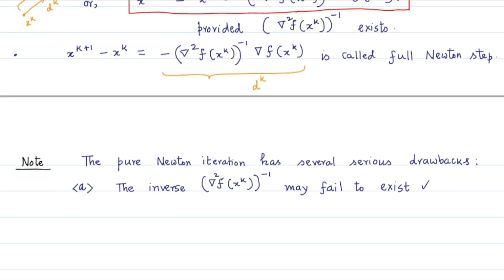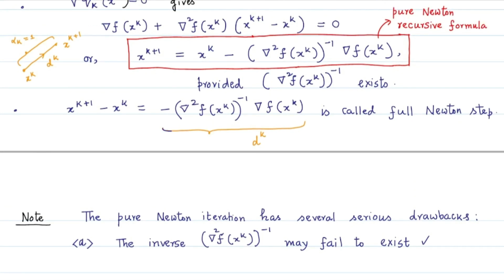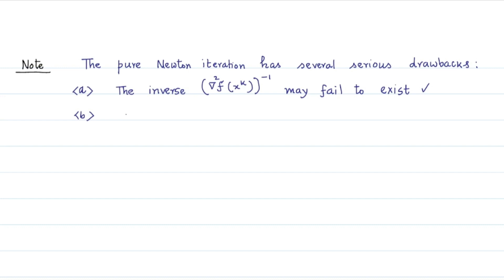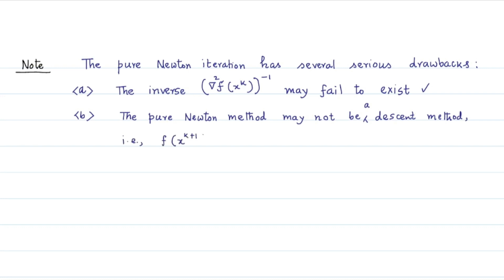The next serious drawback of the Newton method is that we are deliberately using this direction dk as the direction of movement from the point xk to reach the point xk plus 1. But we are not really bothering whether this dk is a descent direction or not. And it might be possible that this direction dk along which we move in the pure Newton method may not be a descent direction. So the direction dk may possibly not be a descent direction, and therefore the pure form of the Newton method may not be a descent method. That is, possibly we may have that f at xk plus 1 is not less than f at xk.